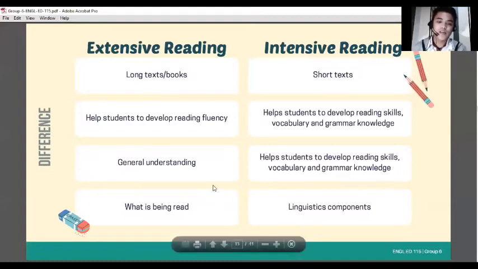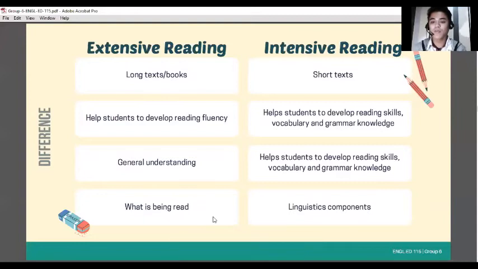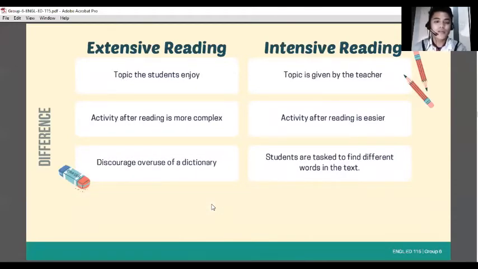For extensive reading, we normally base it on what is being read, because there is no in-depth study of the text. But with intensive reading, it is focused on linguistic components, which is an in-depth study of the text. For extensive reading, as we have discussed earlier, it is just a topic that the students enjoy or read. In intensive reading, these are the topics given by their teachers to study.